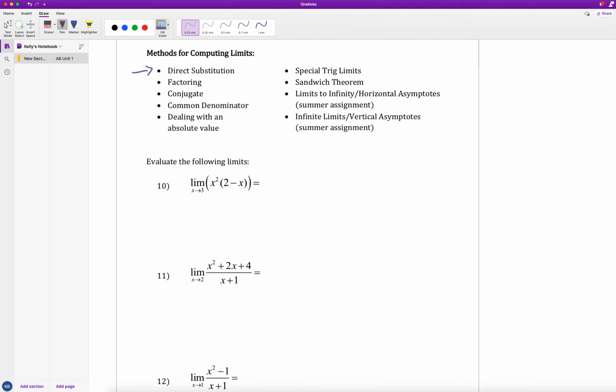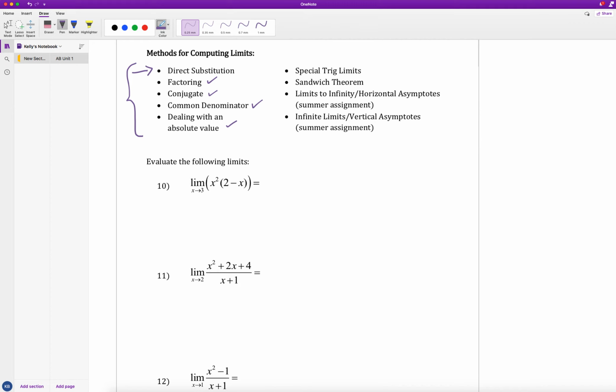Now, not all limits will work that way, which is why we're going to have a couple other methods that we will talk about that will involve some algebraic manipulation. So one could be factoring. We'll be talking about how to multiply by the conjugate, maybe how to find a common denominator, and then the special case where sometimes we have to deal with an absolute value and really think about the piecewise definition of an absolute value. So in this video, we are going to focus on the 5 concepts on the left side of this list, and later on we'll talk about a couple other techniques we have for computing limits. So let's look at example 10.